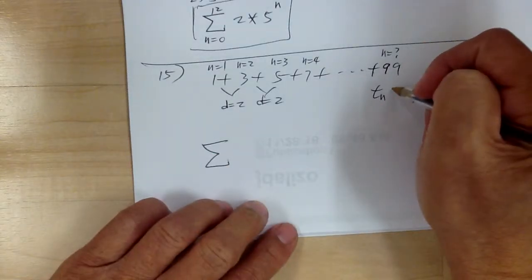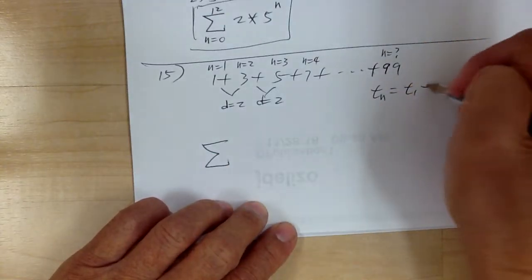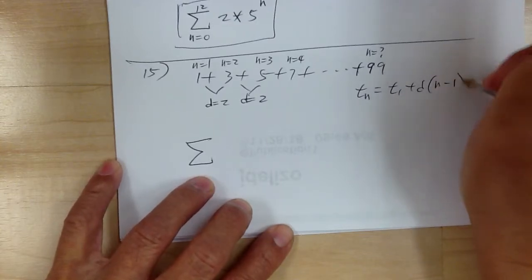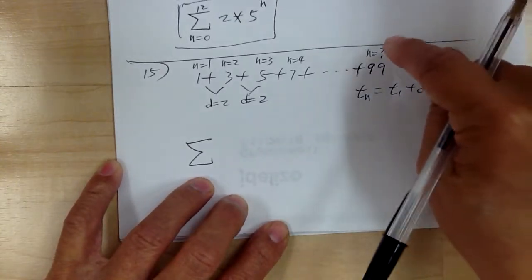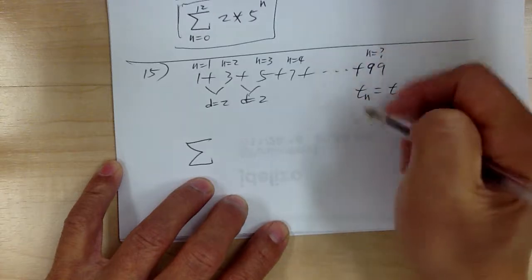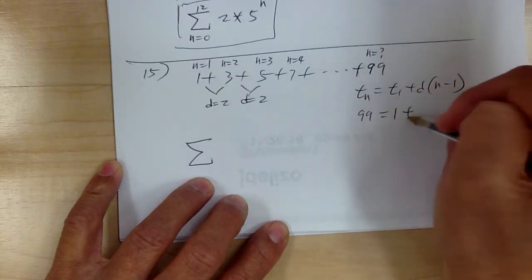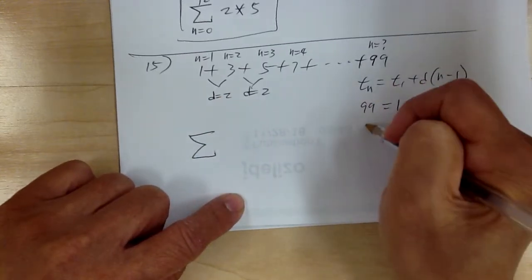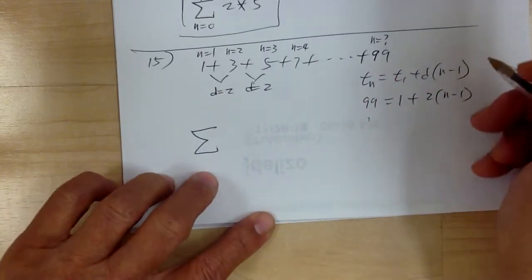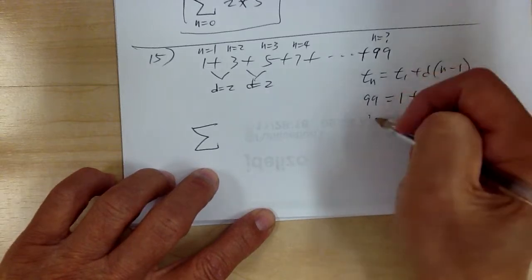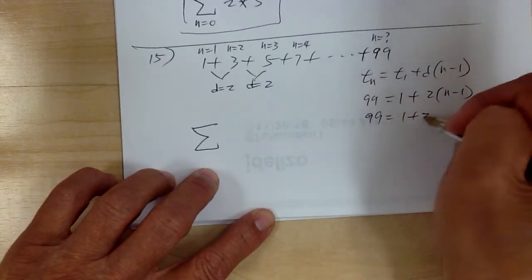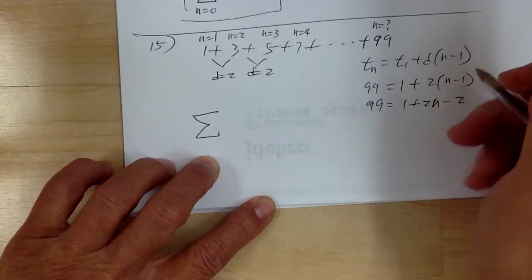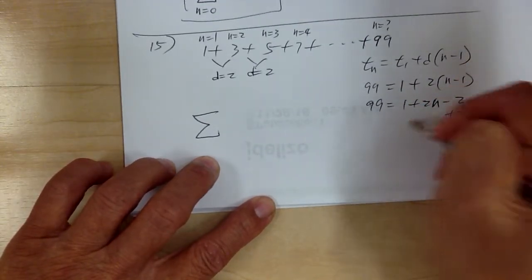The general formula. So T of n equal to T1 plus d times n minus 1. Now for the n for this one, you have to use this number over here. So it will be 99 equal to 1 plus the d is 2, n minus 1. Okay. And from here you can go and work it out. So 99 equal to 1 plus 2n minus 2. And you can go ahead and plus 2 minus 1.